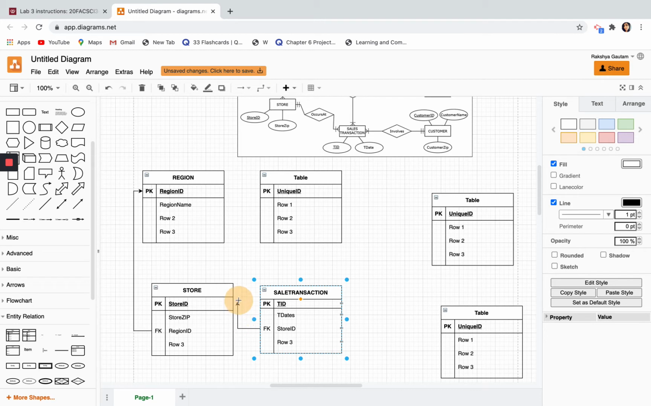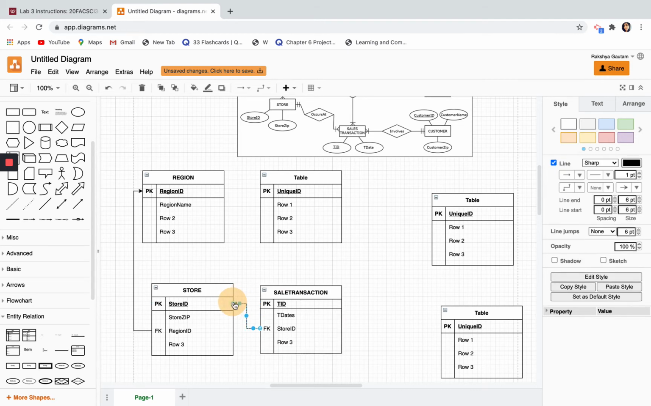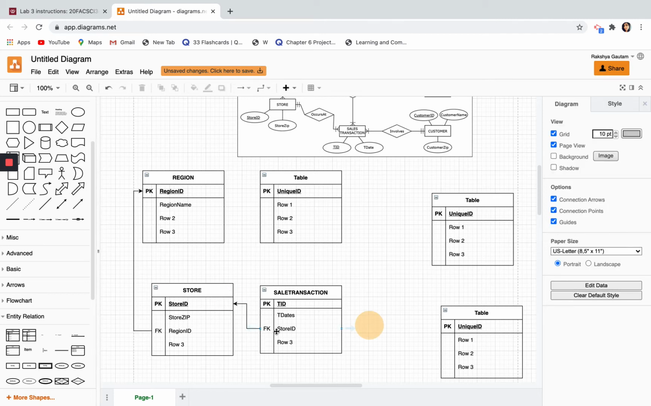So it should be connected to the primary key of the store ID. Store ID is the foreign key for the sales transaction.